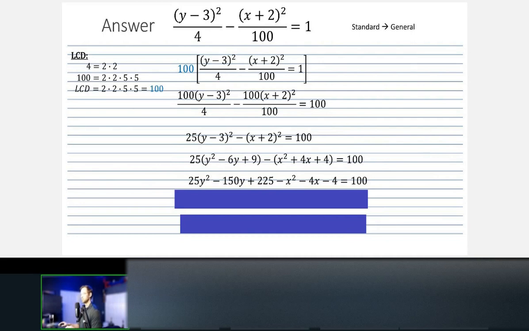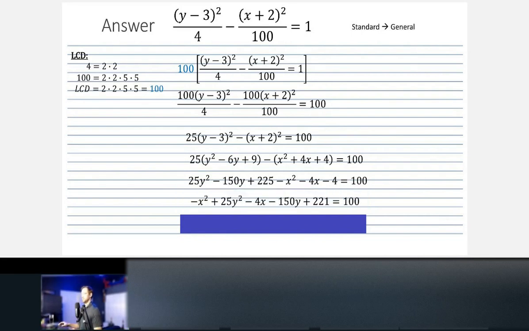So for this problem, what term should go first? Yeah, the negative x squared should go first. So negative x squared, 25y squared, minus 4x, minus 150y, plus 221. And then lastly, move the 100 over by subtracting it. And then that is that answer.